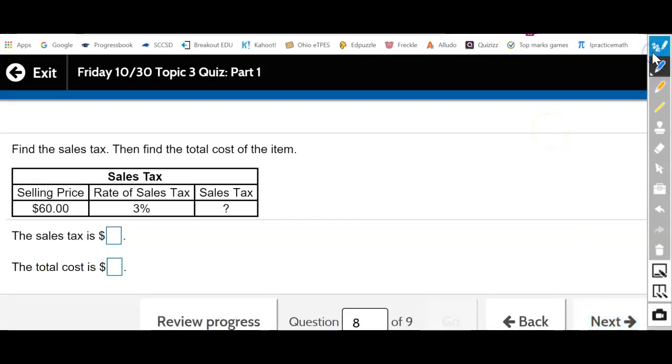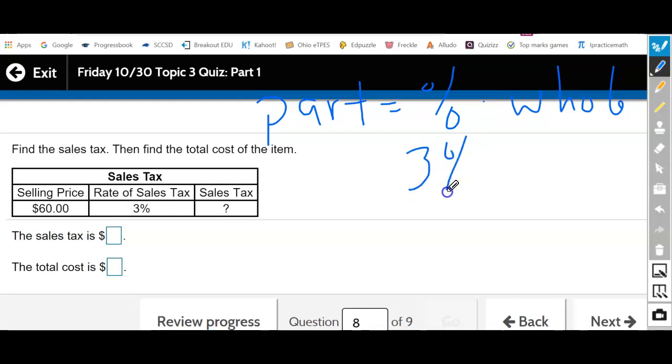Tax. Who remembers how we do sales tax? Only a couple of you. We said part equals percent times whole. Remember that? So 3% of what? Tax is 3% of what? Of the $60, right? So that $60 is the whole. Now, we're going to multiply these.